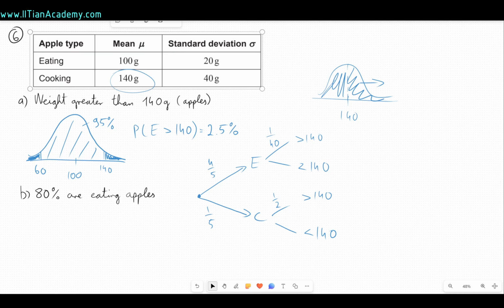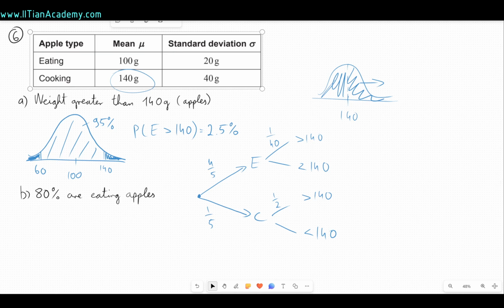And then what we need to find now is the probability that we pick an eating apple. And obviously we are only picking from the ones that are above 140 because the machine separated the ones that have a weight larger than 140. So we only need to consider the apples weighing over 140. So this is a conditional probability question. Pretty much what it's asking us is what is the probability that we pick an eating apple given that we pick an apple larger than 140.